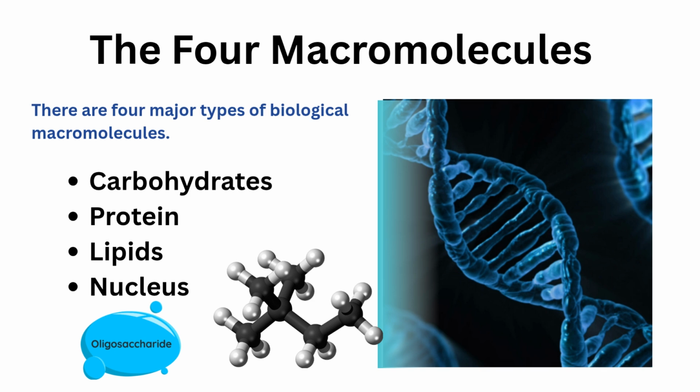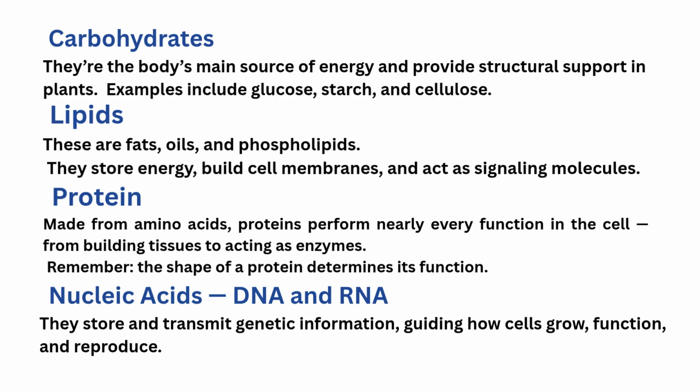Third, proteins. Made from amino acids, proteins perform nearly every function in the cell, from building tissues to acting as enzymes. Remember, the shape of a protein determines its function. And finally, nucleic acids, DNA and RNA. They store and transmit genetic information, guiding how cells grow, function, and reproduce. Visuals: diagrams of macromolecules, enzyme animation, DNA double helix, microscope.